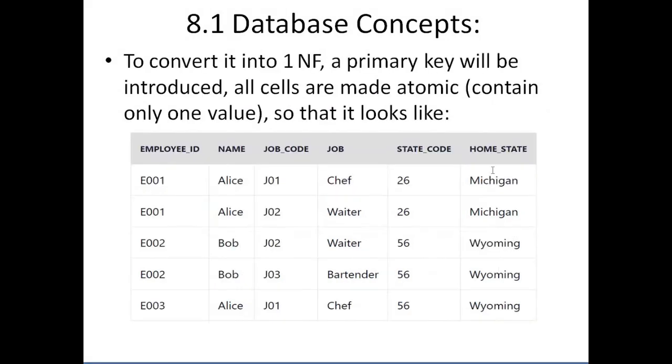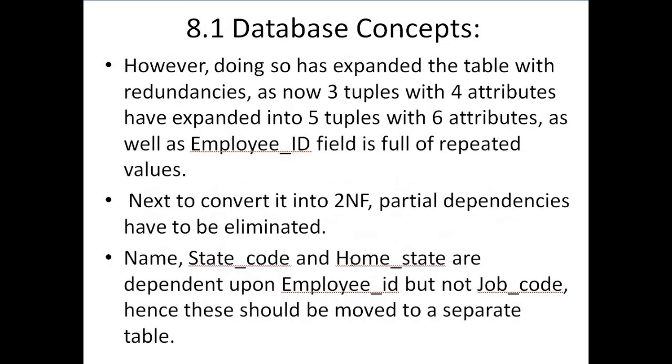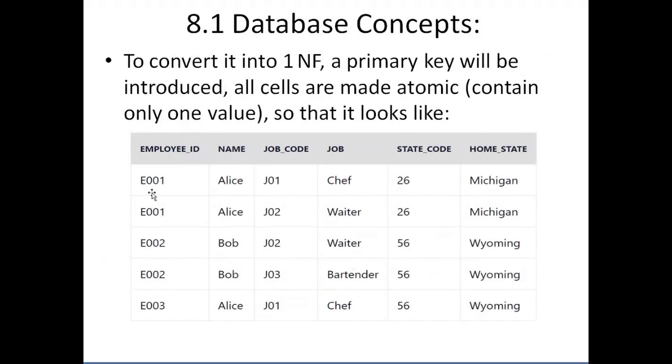this table. However, doing so has expanded the table with redundancies. As you can see, employee ID 1, 1, 2, 2, 3, then Alice, Alice, Alice, Bob, Bob, J01, J02, J02, J01, duplication, chef, waiter, waiter, chef, duplication, 26, 26, 56, 56, Wyoming, Wyoming, Wyoming, Michigan, Michigan. As you can see, now there are a lot of redundancies in the table.